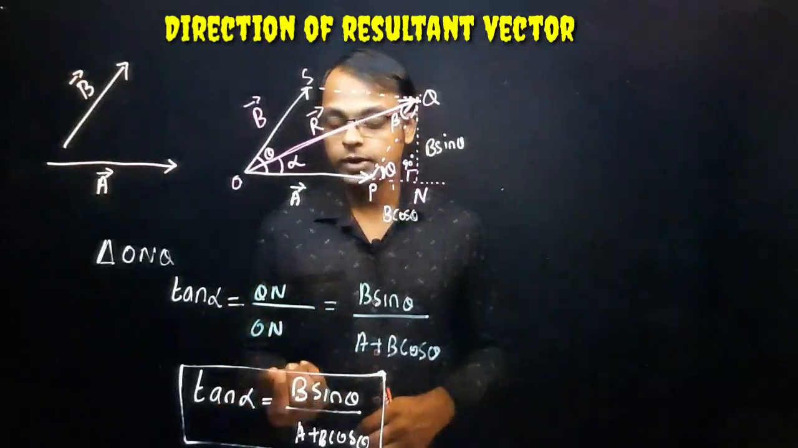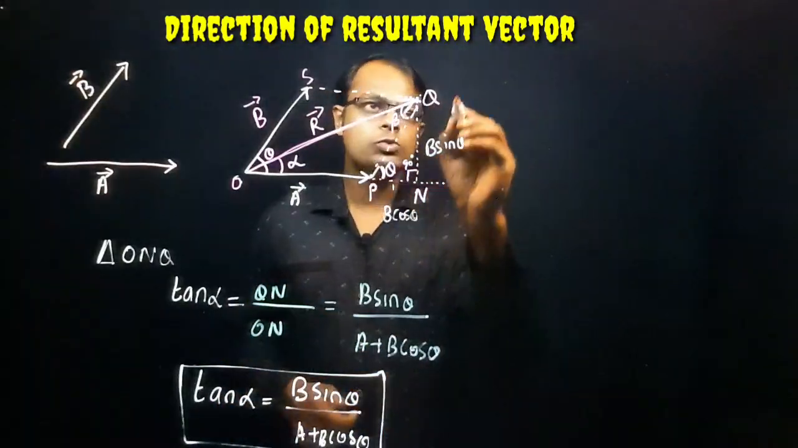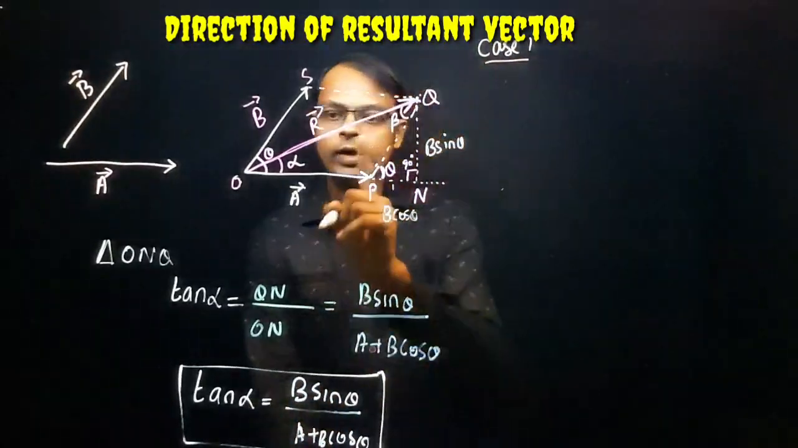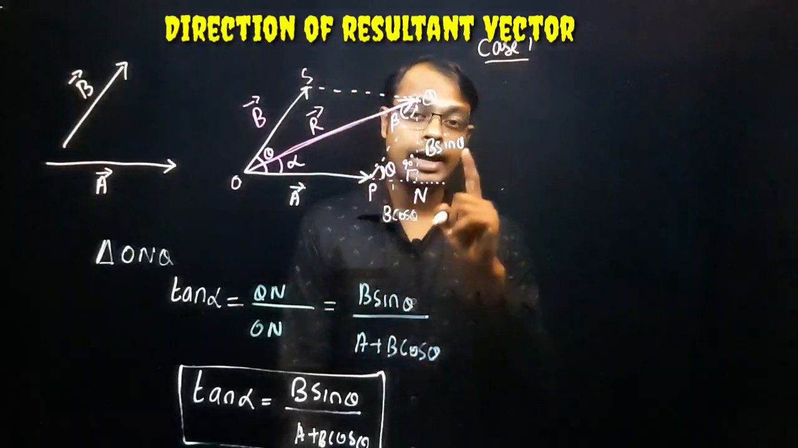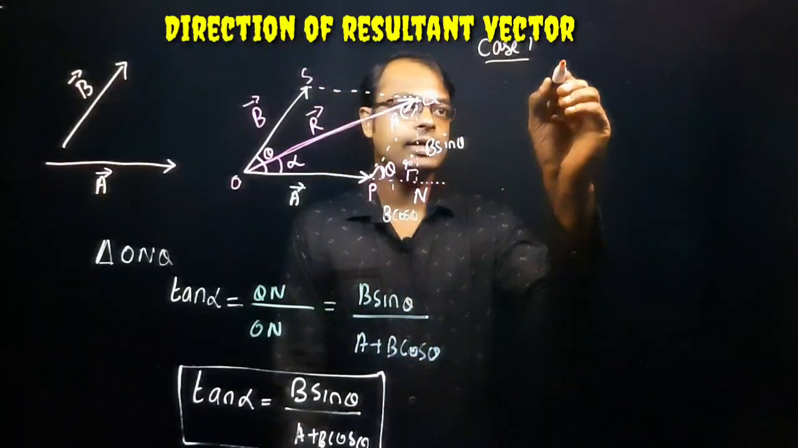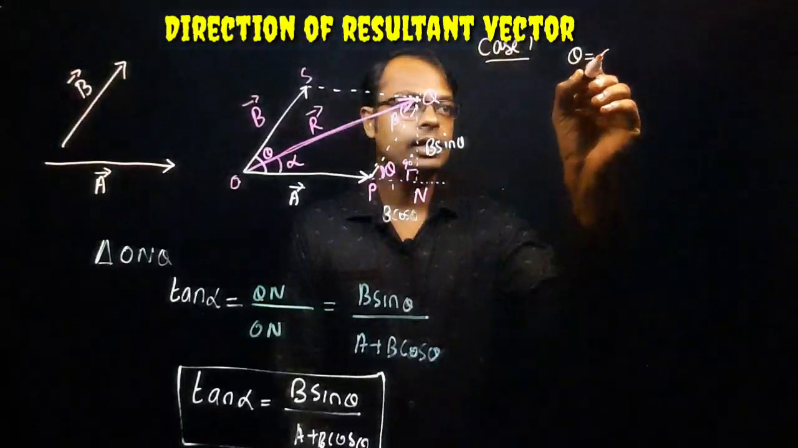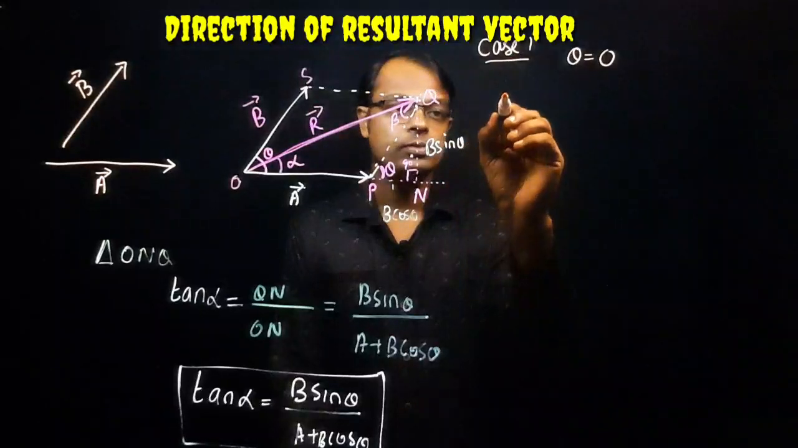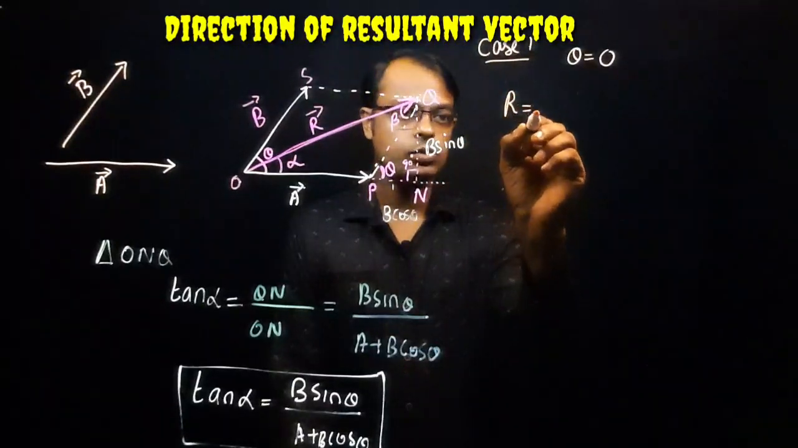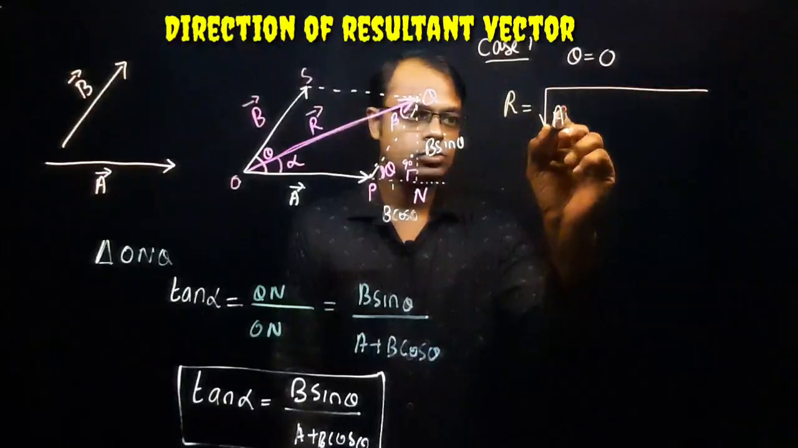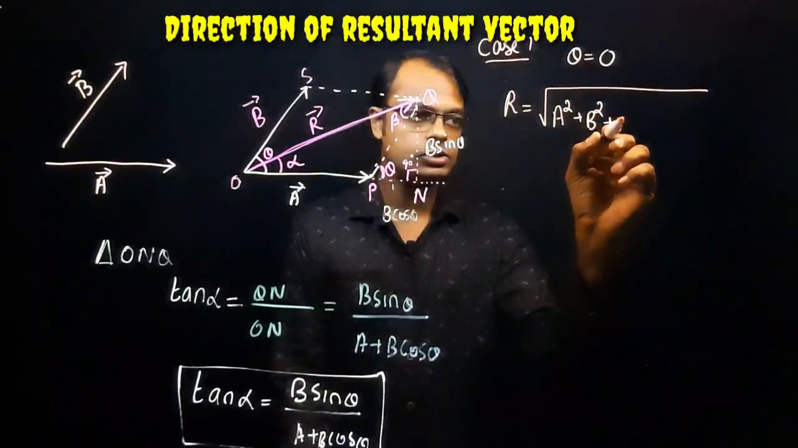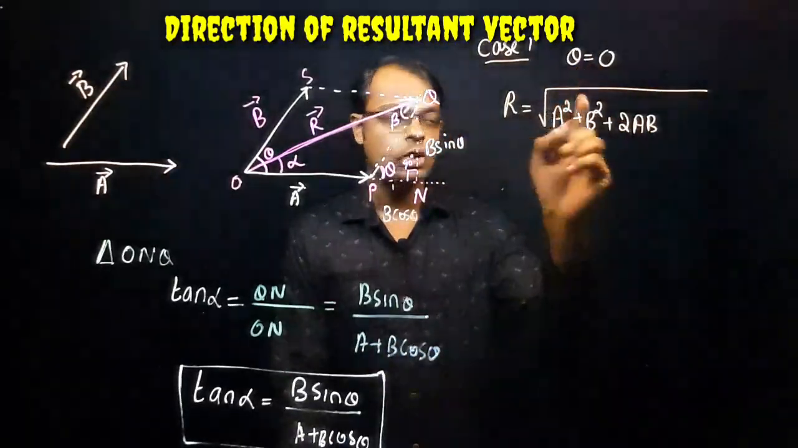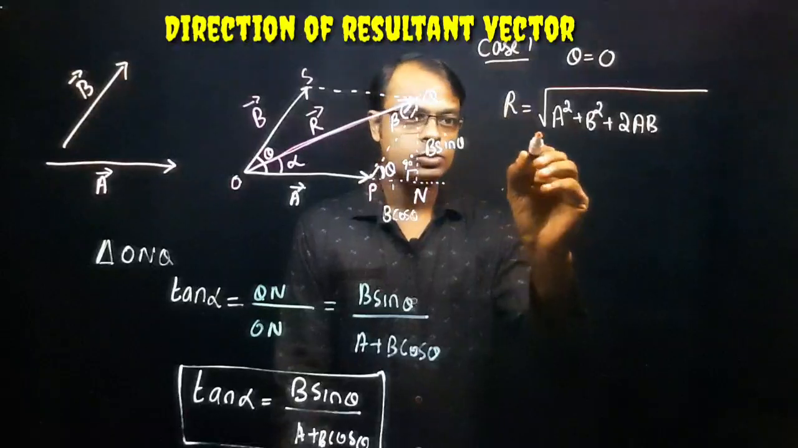Now let's discuss a few cases regarding this. Case 1. Just imagine the two vectors, A vector and B vector, are acting in the same direction. In that case, what does theta become? Theta is equal to 0. So what does the relation become? As we already know from the analytical method, R is equal to square root of A square plus B square plus 2AB cos theta, correct? Here theta is equal to 0. So cos 0 is equal to what? 1.